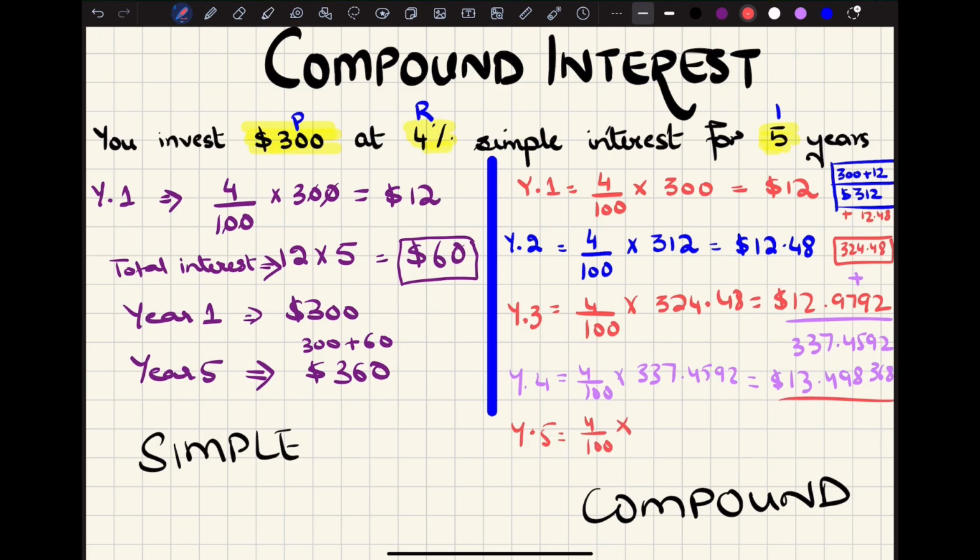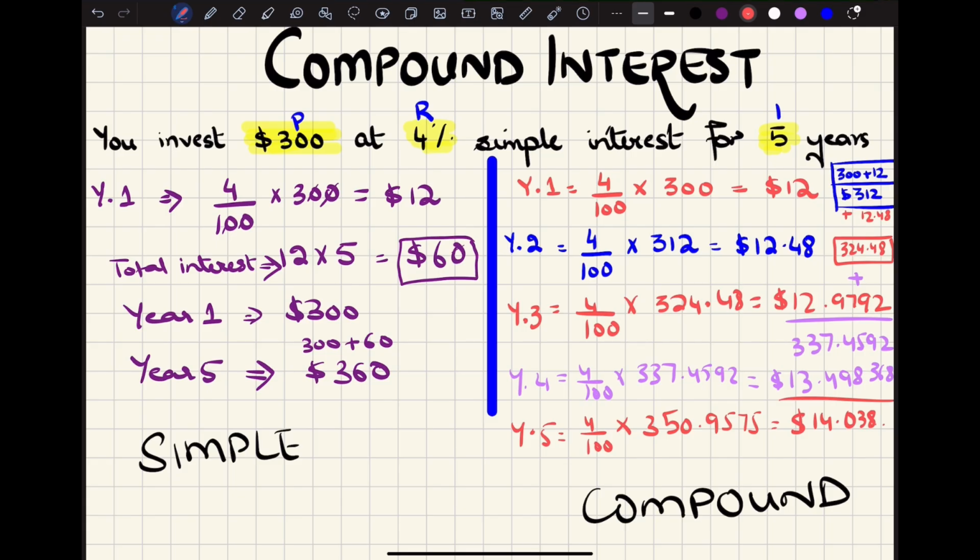So you're going to add the interest earned with what you already had in account, 337.4592 plus 13.498. So it gives you 350.9575 and so on, into 4 divided by 100. So in year 5, you're going to earn 14.038. And we have a lot of digits after that. So let's just leave it here.